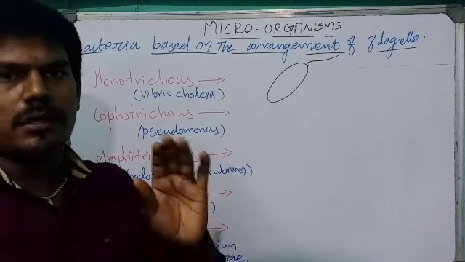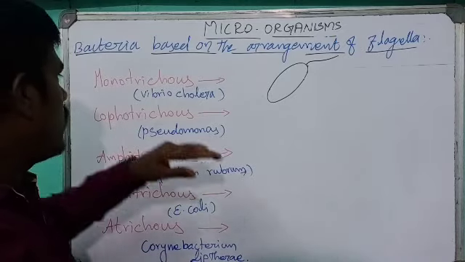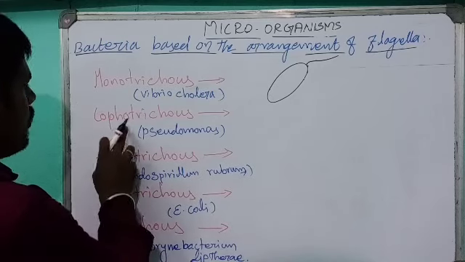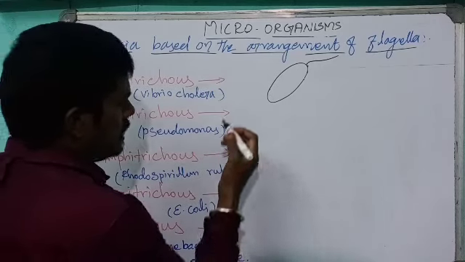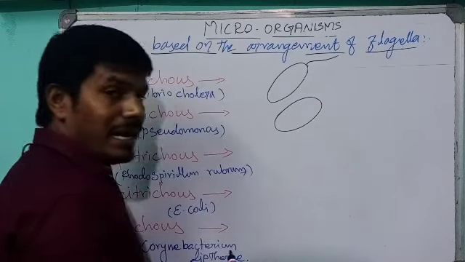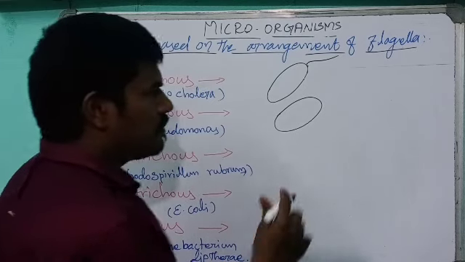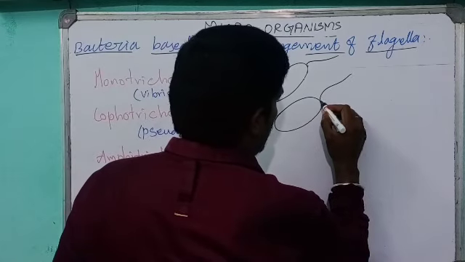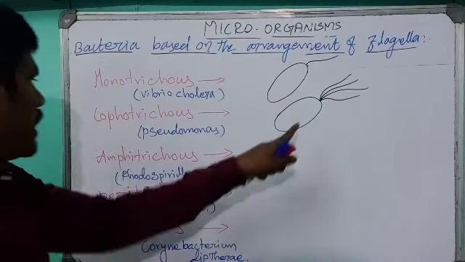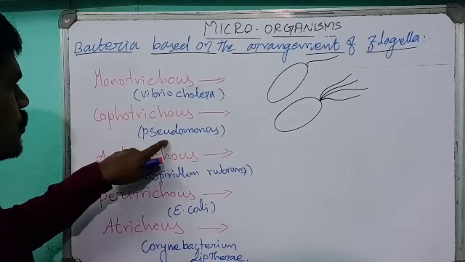So the organism that has a single flagellum is classified as Monotrichous. The good example is Vibrio cholerae. And then Lophotrichous. Lophotrichous means the same thing, but at one end of the bacterial cell there is a bunch of flagella, a tuft of flagella, a group of flagella. Like that present is called Lophotrichous. The good example for Lophotrichous is Pseudomonas.